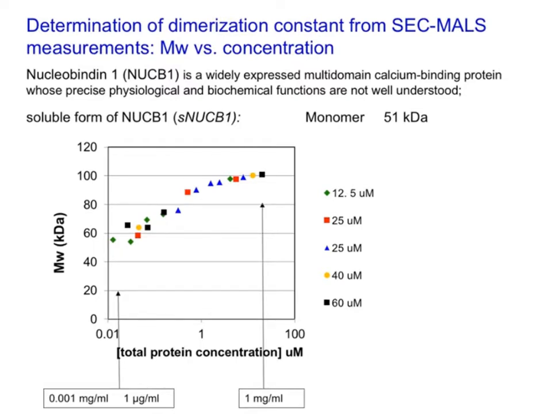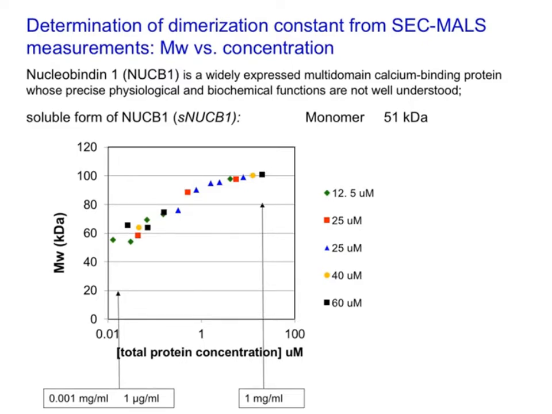When we subjected this protein to SecMol's analysis at a wide range of protein concentrations, ranging from 1 microgram per milliliter to 1 milligram per milliliter, spanning 3 orders of magnitude, we observed that the molecular weight at the apex of the eluting peak changes from 50 kilodalton, which corresponds to a monomeric form of the protein, and plateaus around 100 kilodalton, which corresponds to a dimer. We also observed that the measured molecular weight was independent of starting protein concentration, but rather was related to the concentration of the protein at the eluting peak.